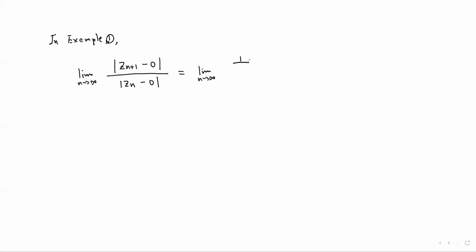In example 1, let me consider the sequence Cn first. The limit as n approaches infinity of the absolute value of C(n+1) minus 0 over Cn minus 0, where Cn is 1 over e to the n, so this is e to the n plus 1 in the numerator, minus 0, over the absolute value of e to the n minus 0.